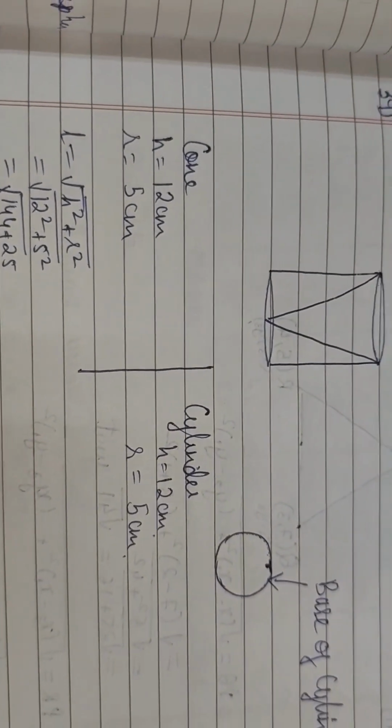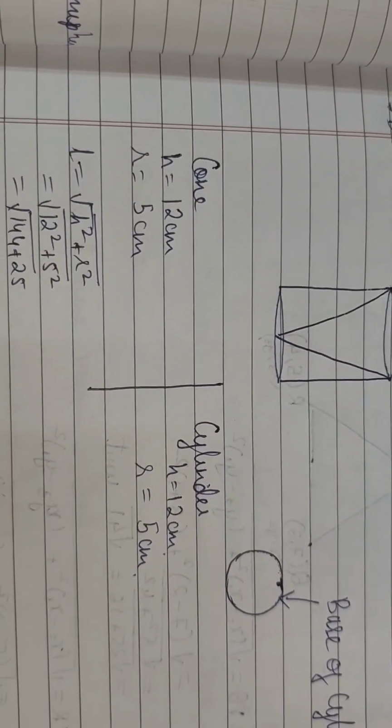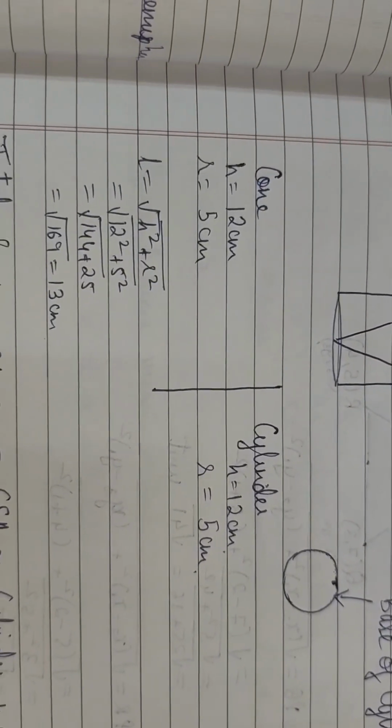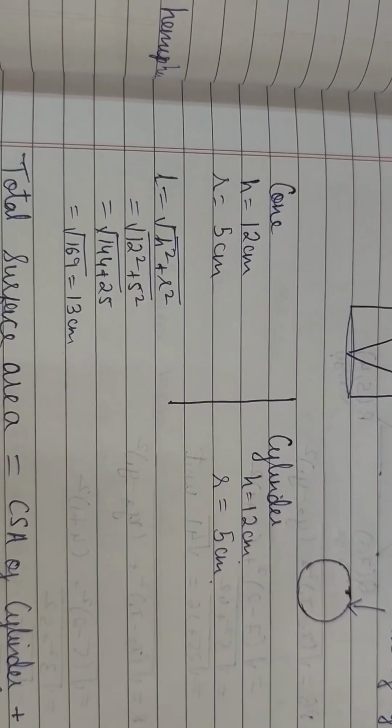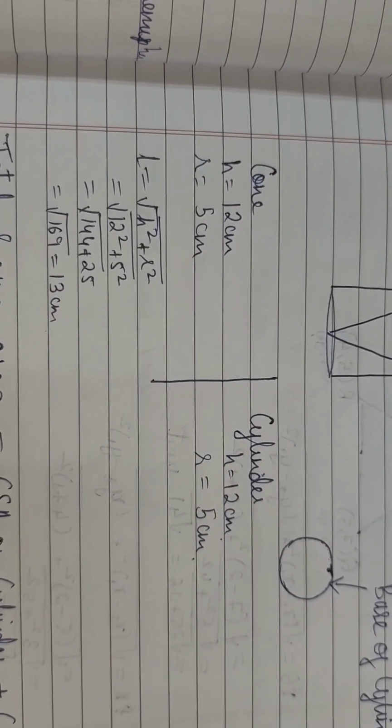So cone h is equal to 12 centimeter, r will be 5 centimeter. So we need what? L, to find the curved surface area of cone, pi r l. So we need l.